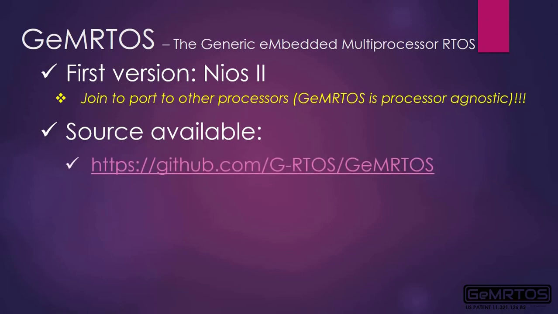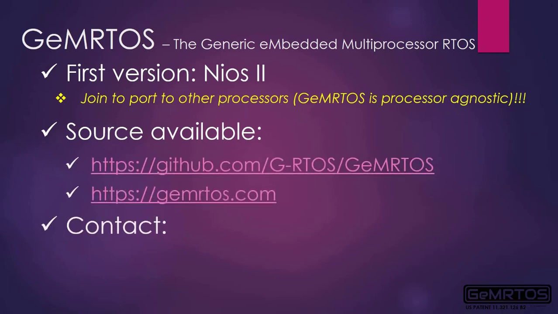The Intel NEOS 2 processor was used in its implementation, but the source code is available for porting to other processor architectures. Information is available on GitHub and the GeMRTOS website. Please contact us at GeMRTOS.com for more information or if you want to join us in contributing to the project.